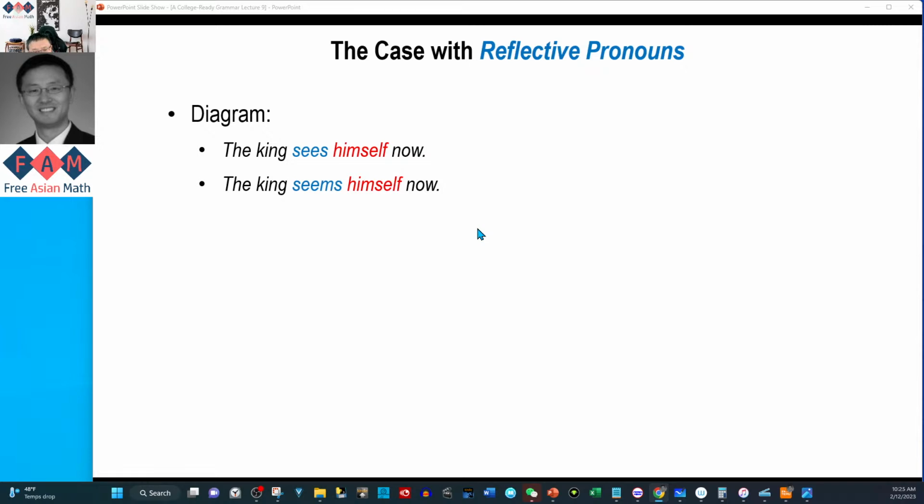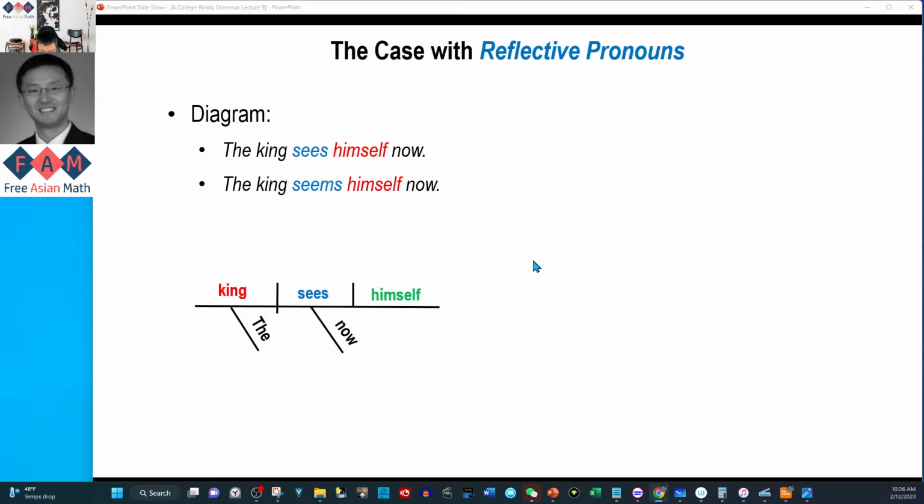think about this. What is seems? What kind of verb is this? Well, is this a transitive verb where himself is the object of the transitive verb? It cannot be. We know seems is not a transitive verb. We don't have anything like a seems something. So seems is a linking verb.